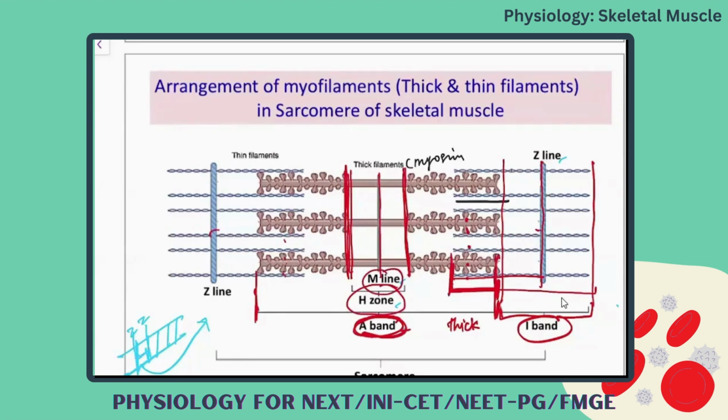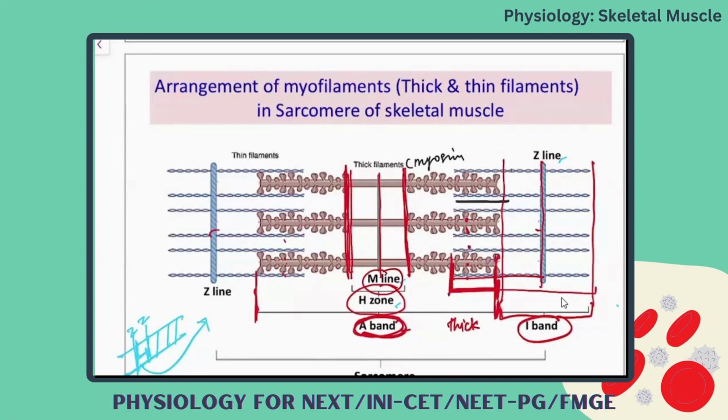Okay, M line, it is just the centermost between two Z lines. There is no specification like thick filament or thin filament. That is the centermost part of a single sarcomere. Okay, clear? So this is the arrangement of the myofilaments in the sarcomere.